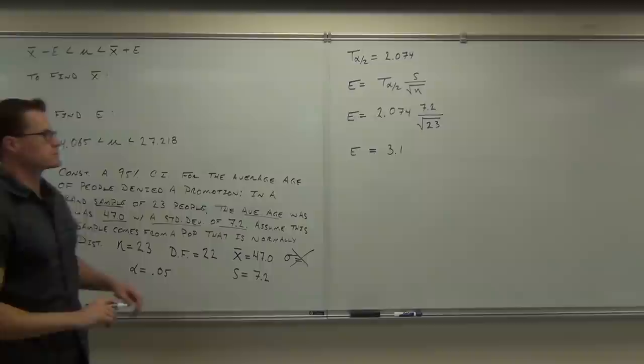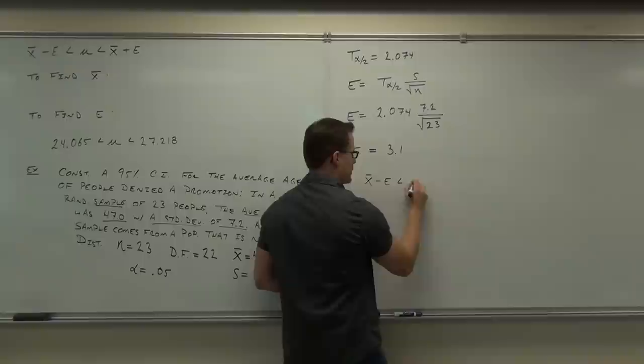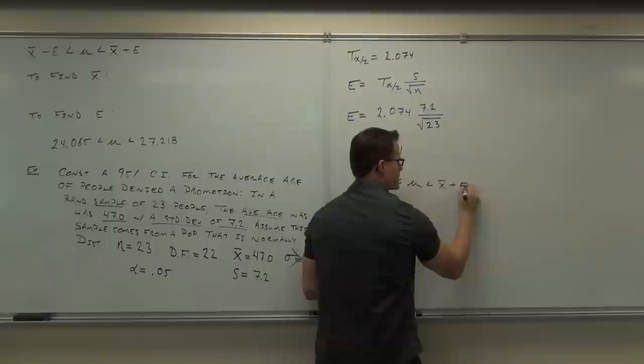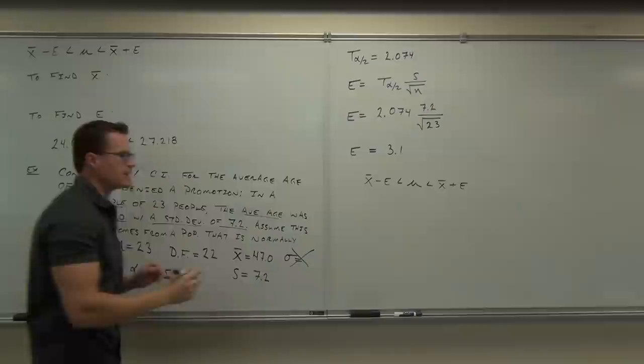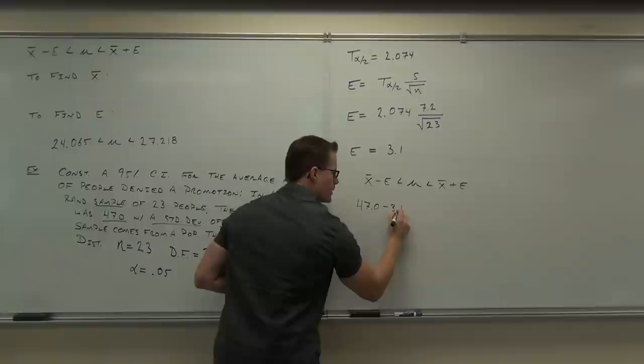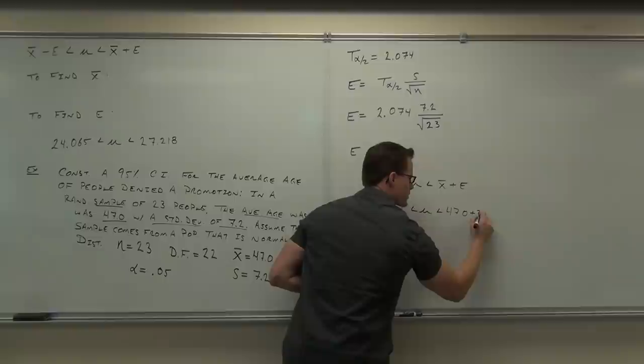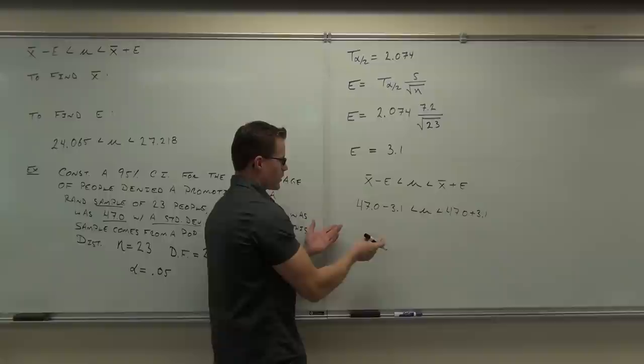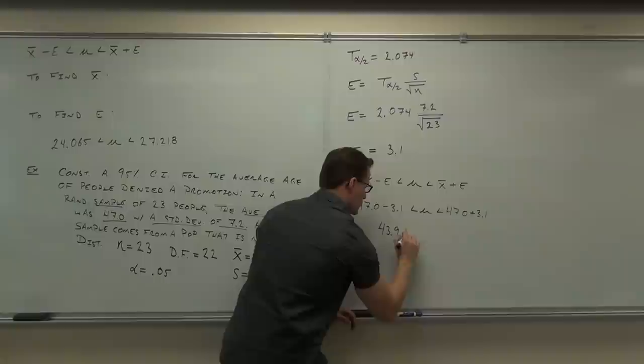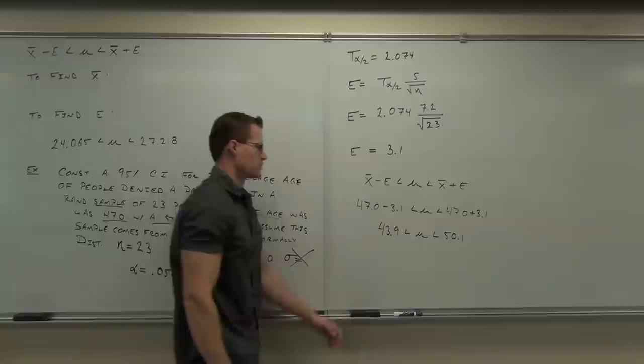Okay, so we should be taking x bar minus e, wrapping that around a mu, that's our population mean that we're trying to estimate here, x bar plus e. We have our x bar that should be given to you already. That's going to be explicitly stated somewhere. You're not going to have to find it. We would have 47.0 minus 3.1 less than mu, which is less than 47.0 plus 3.1. So this is going to give us a range in years. Right here, you should get 43.9 and 50.1.